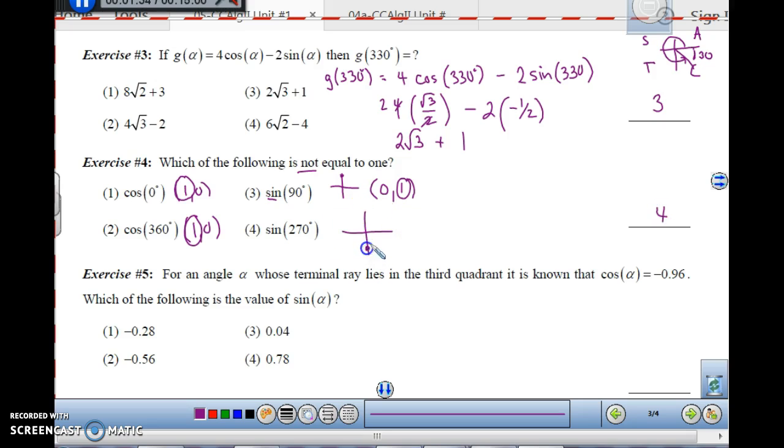270 would be down here. Its coordinate would be (0, -1). So actually the sine is the y-coordinate, so that's going to be -1.